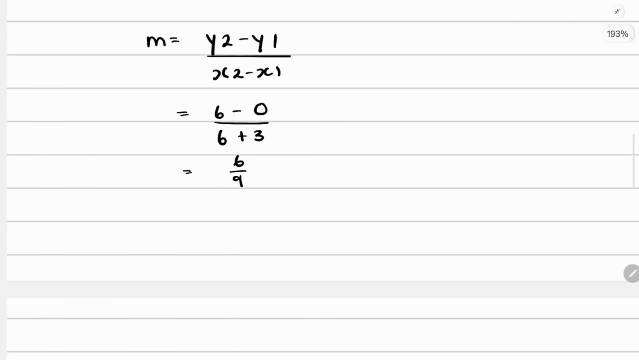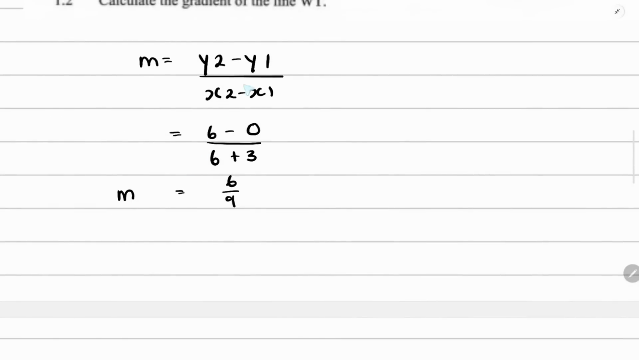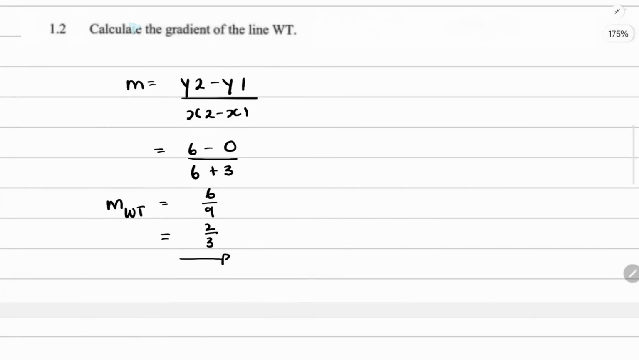And of course, that can be simplified. There's a common factor of 3, so you just divide by 3 on the top and bottom. So the gradient of line WT is finally just going to be 2 over 3. And that is our answer. Okay, moving on to the next question.